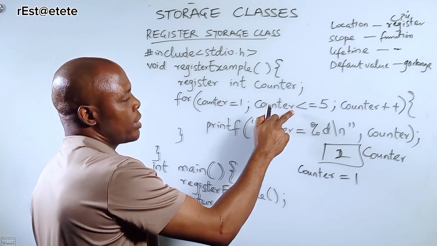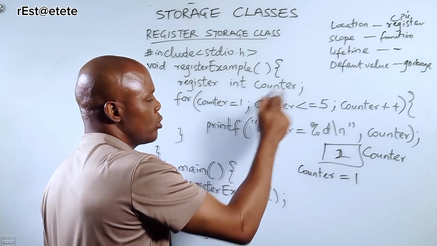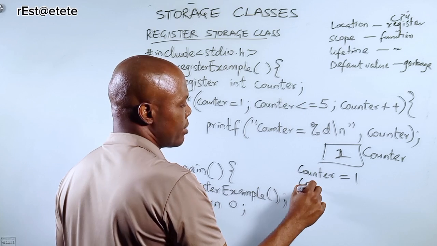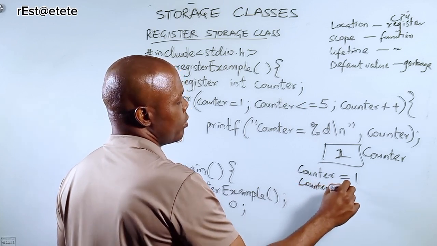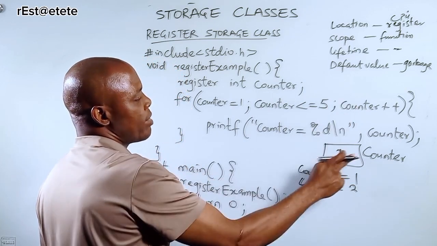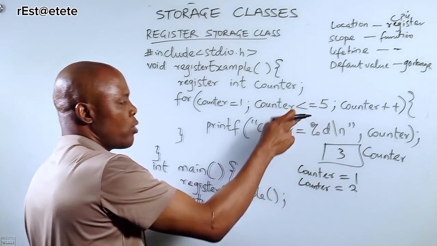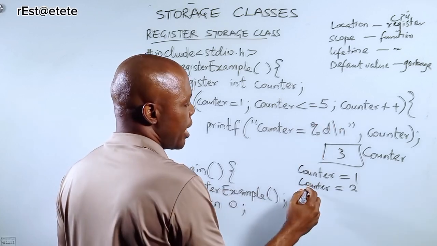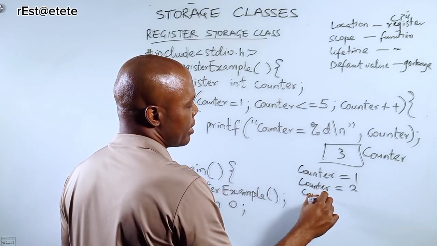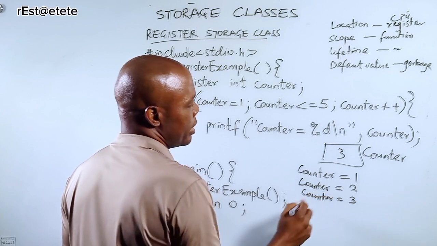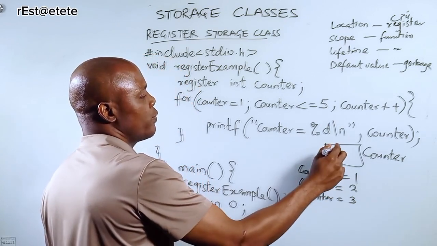Then to check the condition, counter is less than or equals to 5. That is true. It will come in and print out counter equals to 2. Then it will increment counter to 3. Then it will check counter is less than or equals to 5. That is true. It will come in and print out counter equals to what? 3. Then it will increment counter to 4.